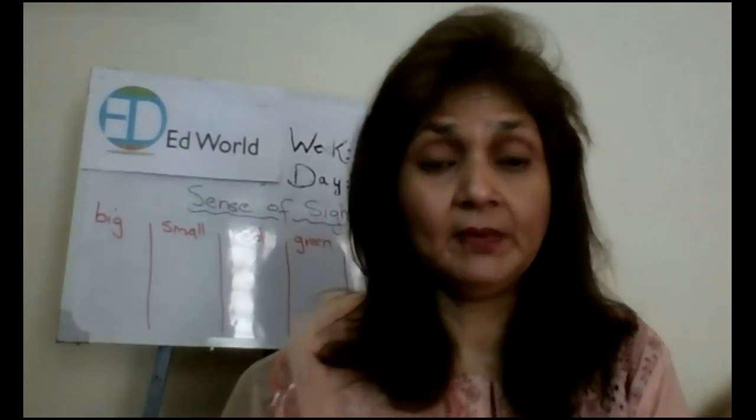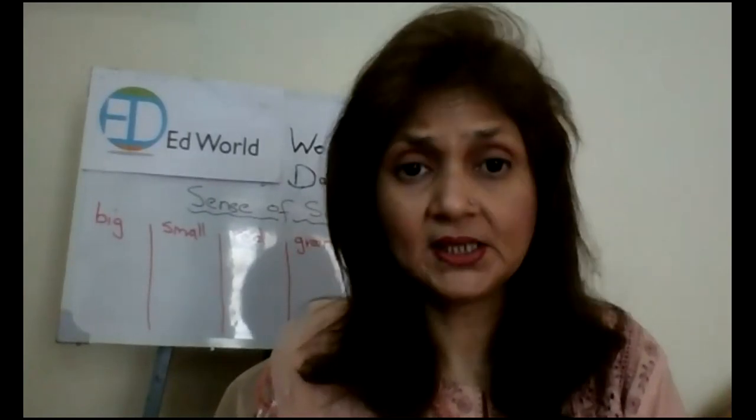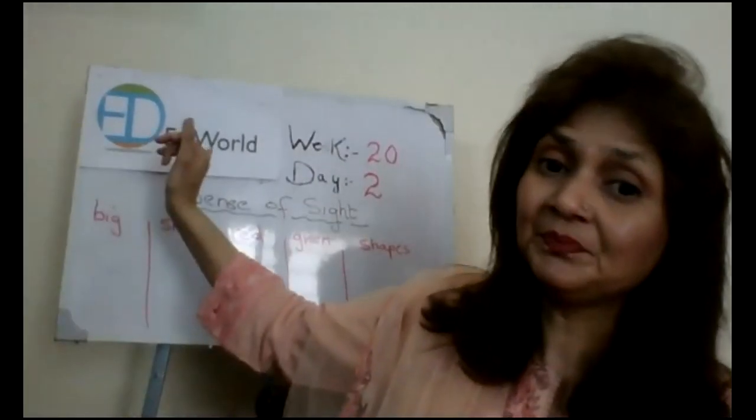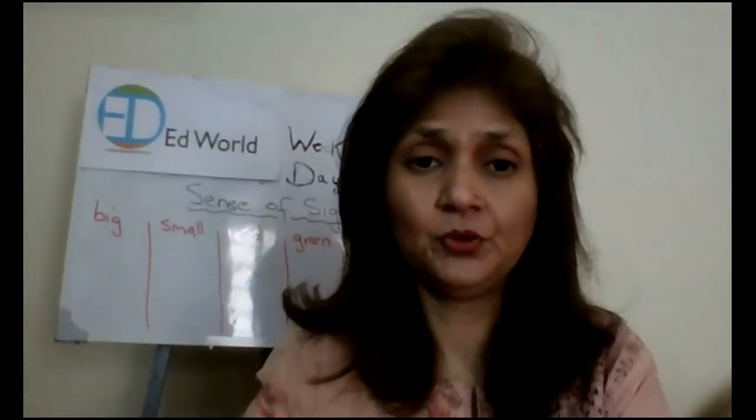I spy with my eye something which is of white color and it's of rectangular shape. I'll repeat. I spy with my eye something which is of white color and it's of rectangular shape. What is it? Yes, correct. It's my whiteboard.